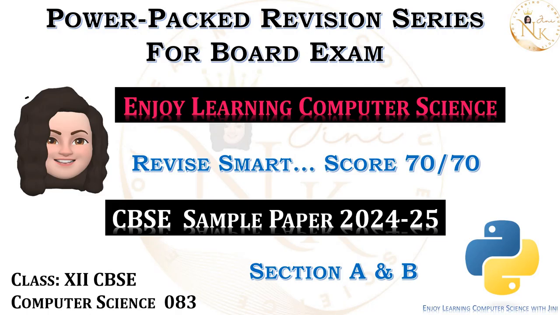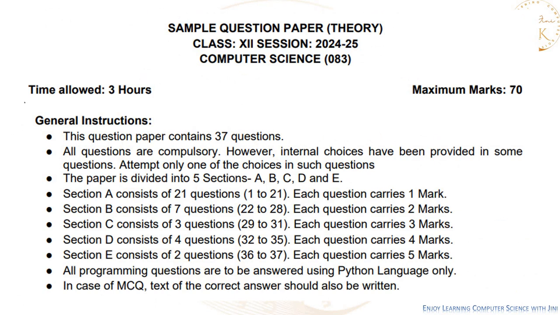So in this session, we'll be discussing section A and section B of the sample paper. Let's get started. Before solving a paper, go through the instructions clearly. This question paper has 37 questions. All questions are compulsory. However, internal choices have been provided in some questions. Attempt only one of the choices in such questions. So if there is an internal choice, please attempt only one among the choices.